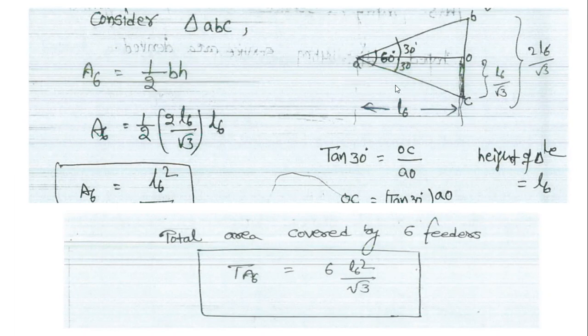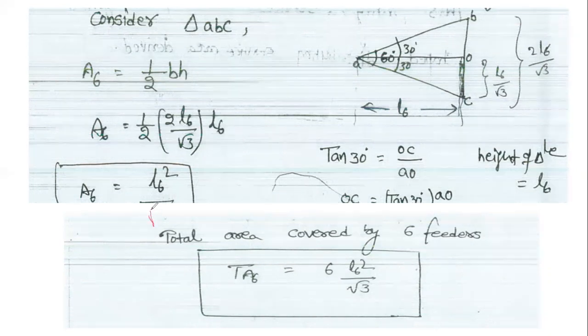The base is AO plus OC, which is L6, and the total height is 2L6 by root 3. So 2L6 by root 3 into L6. The 2 gets cancelled, giving L6 square by root 3.